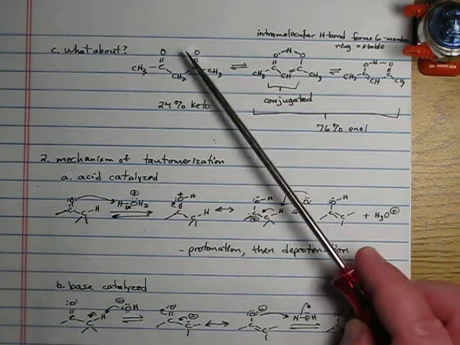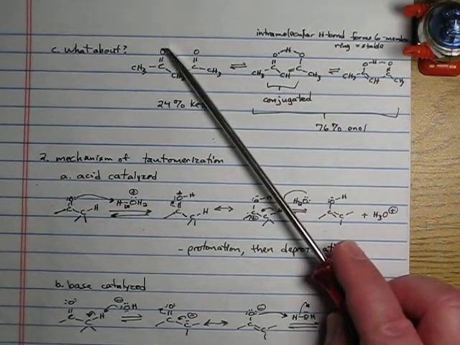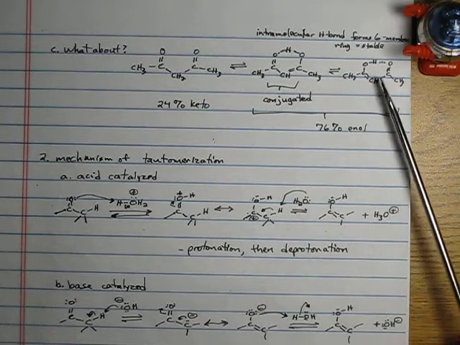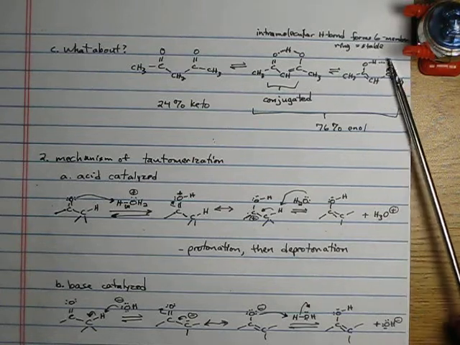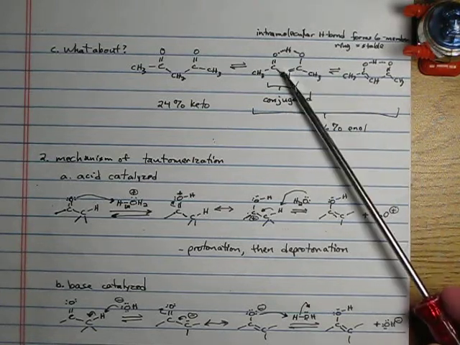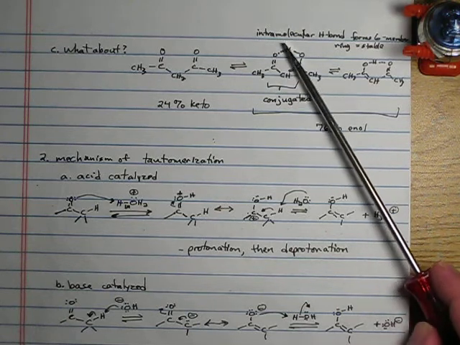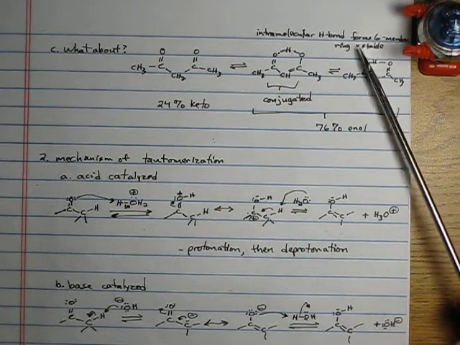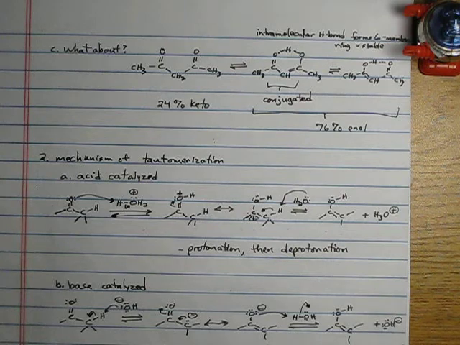Also note this hydrogen could have, instead of going onto this oxygen, gone over to this oxygen over here, and we get this thing right here. Note this is a 6-membered ring, and we have an intramolecular hydrogen bond forming to make this 6-membered ring. That's actually a fairly stable beast.